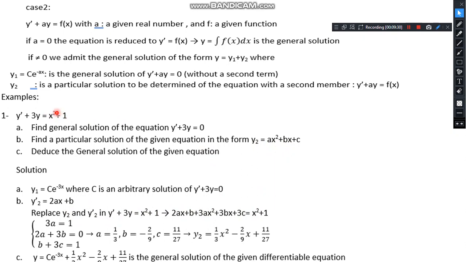I want to equate it to what? To x squared plus 1. Coefficient of x equal coefficient of x. In here 2a plus 3b, I don't have x, so equal to 0. For x squared, 3a equal to 1, and so on. So I get a is 1 over 3, b is minus 2 over 9, c is equal to 11 over 27. So I write c e minus 3x plus the particular solution that I have. Now I want to continue the differential equation in the second video.